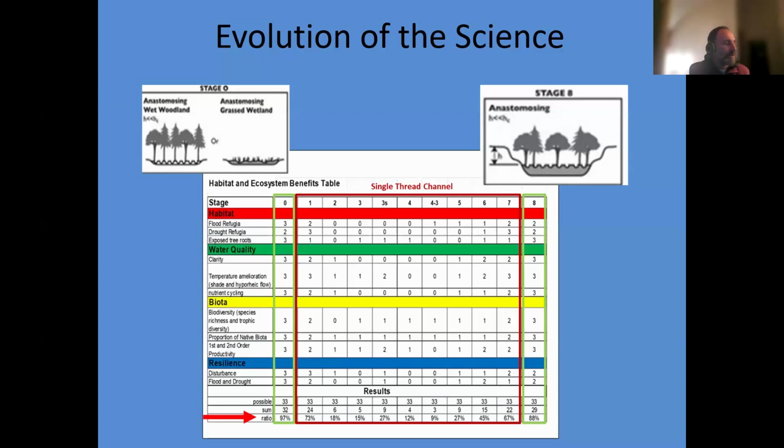They rank the value of the services provided by those different channel morphologies. And you can see on the bottom where that red arrow is that the stage 0 ratio, or the score, is 97%, and the stage 8 score is 88%, and everything else in between is quite a bit lower. So they just did a really good job demonstrating the ecological value associated with these different channel types, and how valuable the multi-thread channels are from a biological ecological perspective.